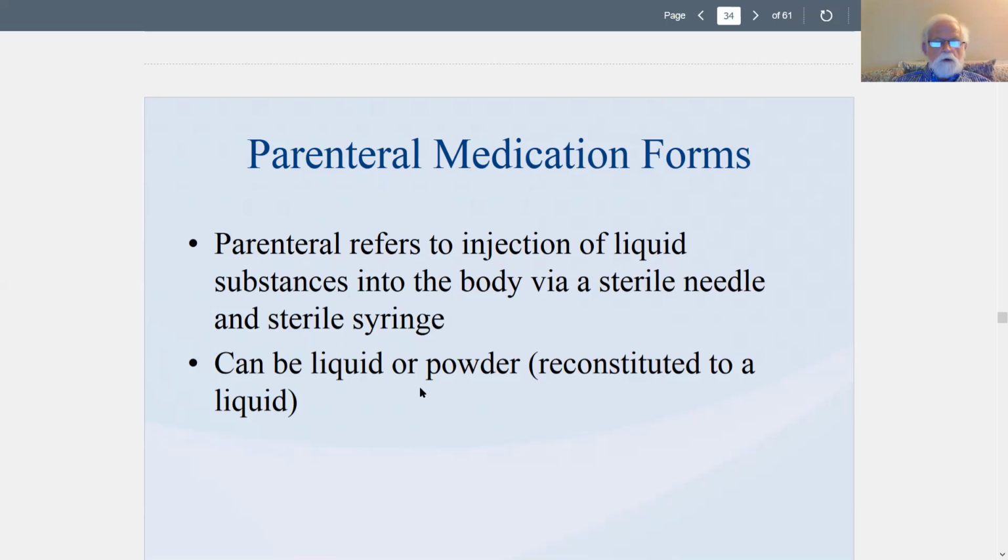It can be a liquid or a powder that is first reconstituted or dissolved in some liquid that is listed on the label of the product as being used for that product. Some products will not dissolve in things like normal saline, or they'll dissolve and immediately precipitate back out, and so we can't use them. So we have to use something else, maybe D5W.